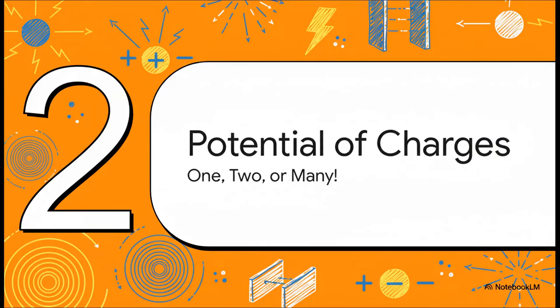All right, so we know what potential is, but how do we actually calculate it? And does it change if we have just one charge, or maybe a pair of charges, or a whole bunch of them? Let's check it out.